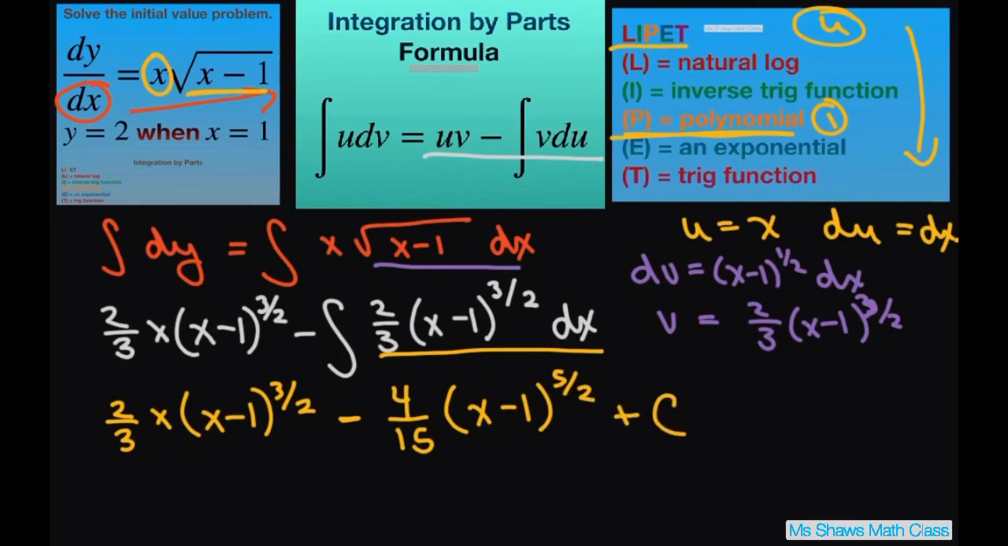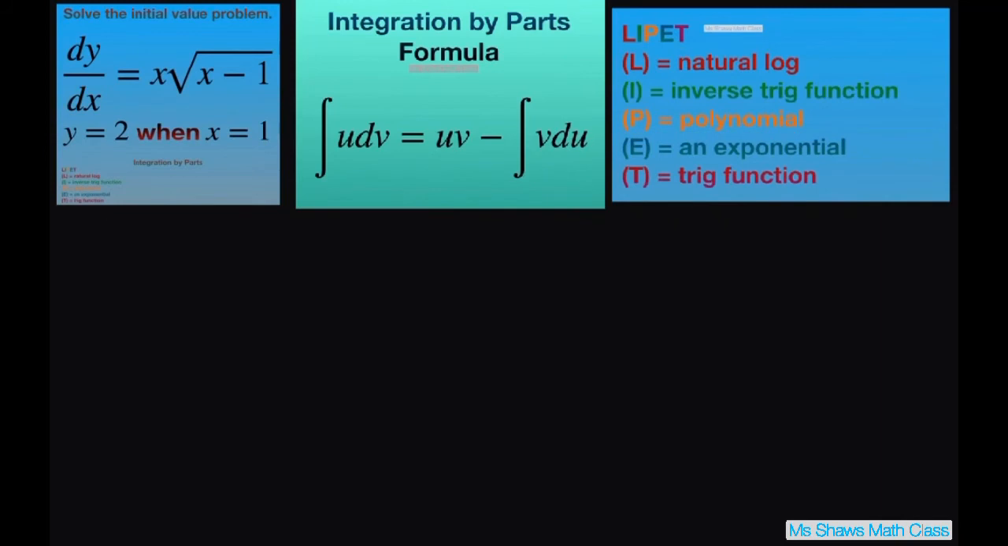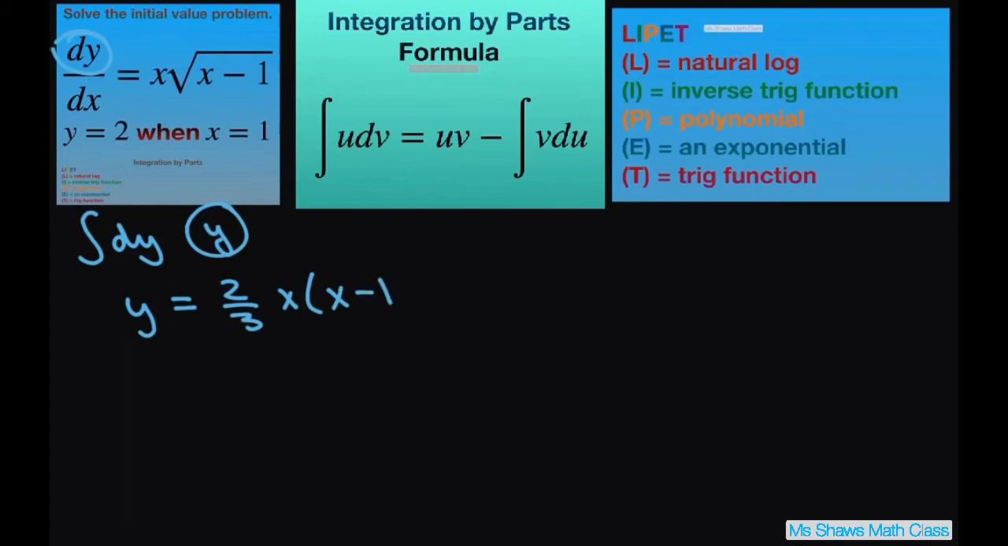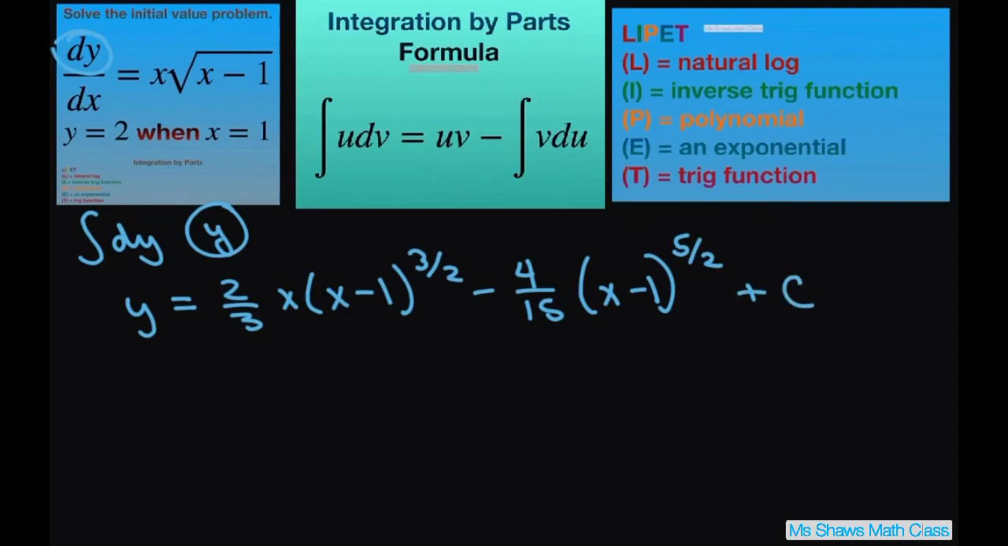Now we have to solve the initial value problem. So we have our y. When we integrate the dy, that is y. So we're going to have y equals 2/3 x times x minus 1 to the 3/2 power minus 4 divided by 15 times x minus 1 to the power of 5/2 plus c. And basically, when they give you this, you're solving for c.